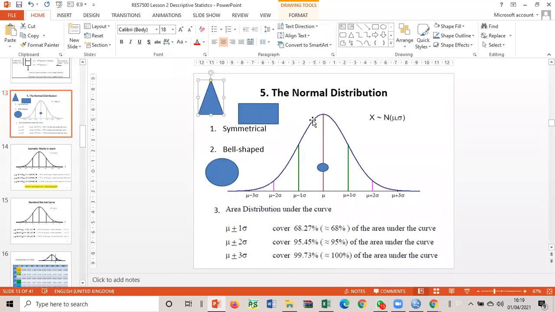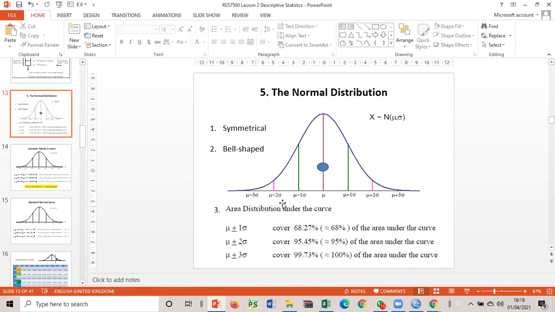Bell shape means what? There must be a curve to the left and to the right. These are not bell-shaped. So what's the lesson learned? Symmetry is not necessarily normal, isn't it? A distribution may be symmetrical, but not necessarily normal. First condition met, second condition not, so all of this is not normal.